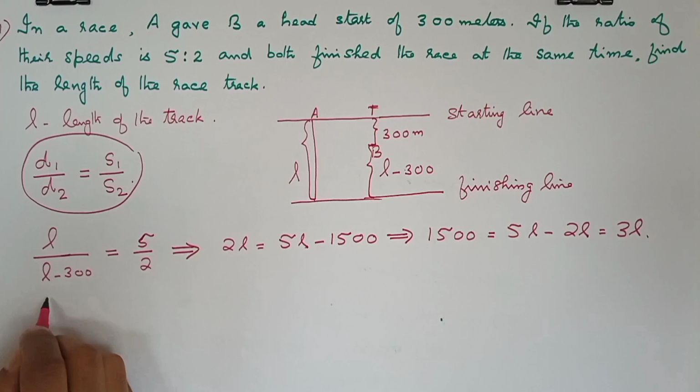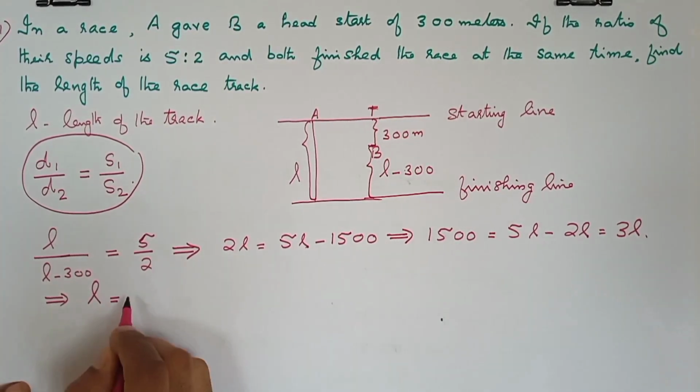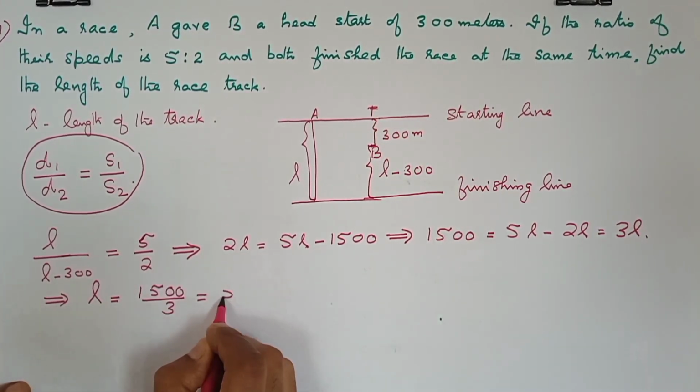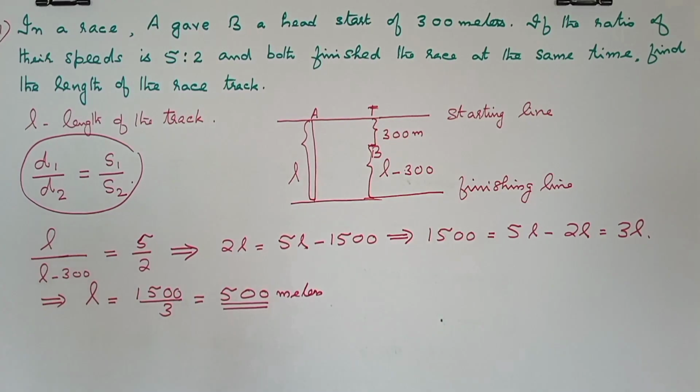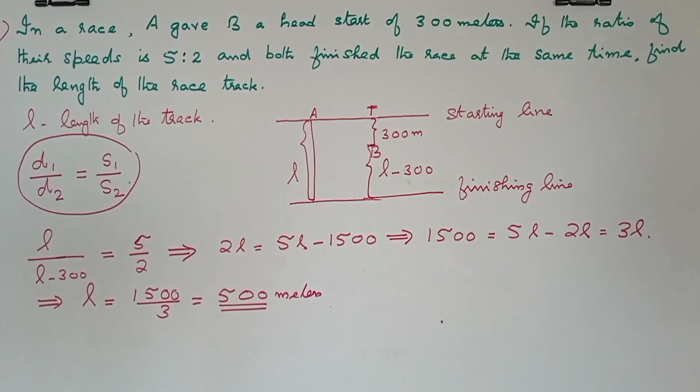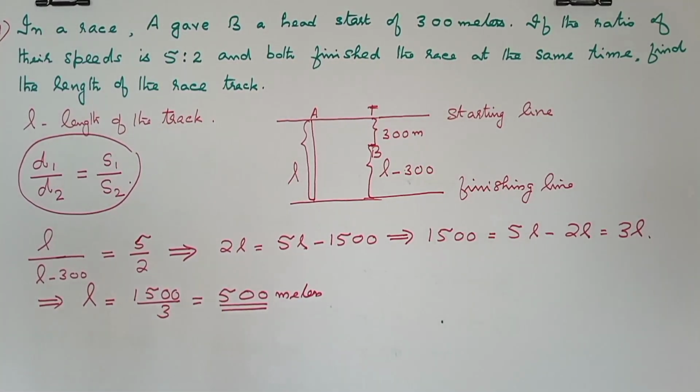This implies L is equal to, take 3 to the left side, 500 meters is the length of the racetrack. That's a simple problem from races and tracks. We'll do one more problem to help you get a better understanding of the problems on racing.